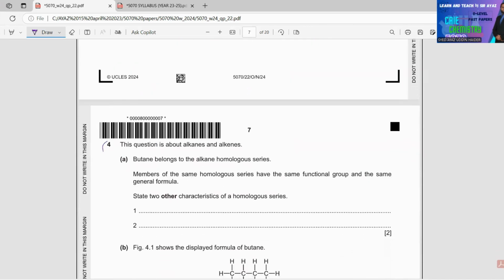Number 4. This question is about alkanes and alkenes. A. Butane belongs to the alkane homologous series. Members of the same homologous series have the same functional group and the same general formula. State 2 other characteristics of homologous series.